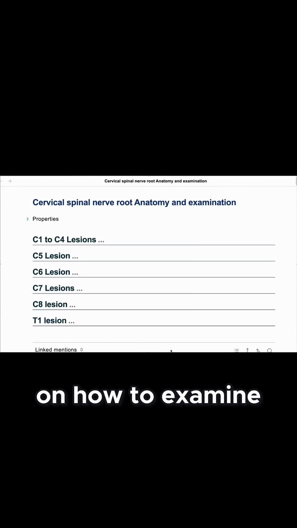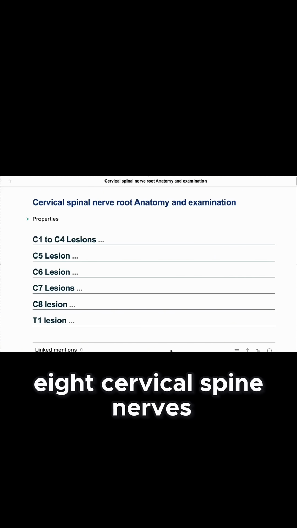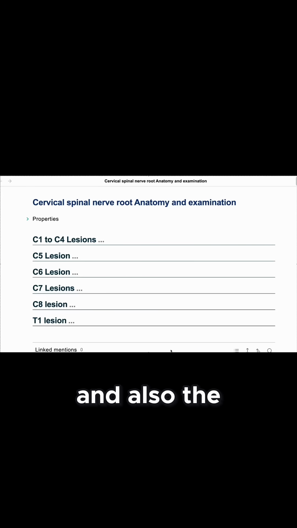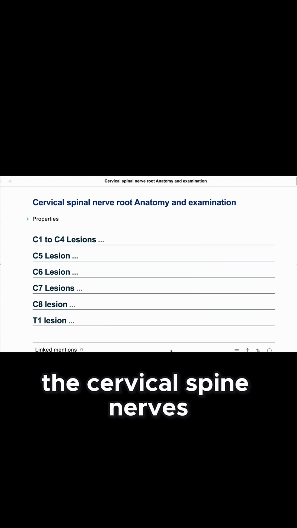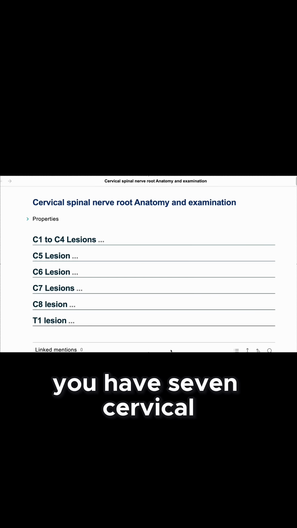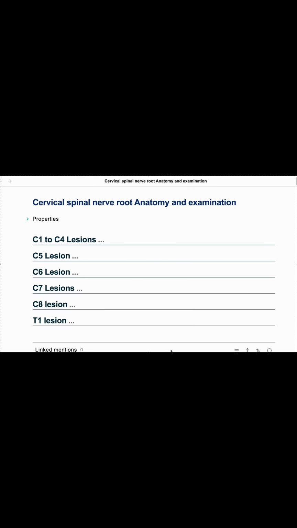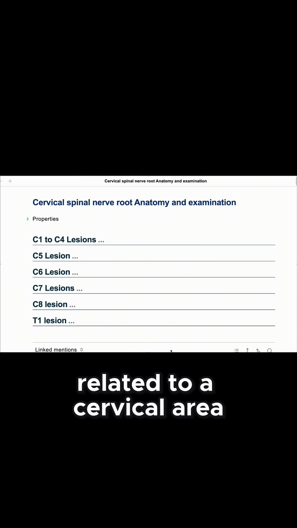The anatomy and how to examine the cervical spine nerve roots. We have 8 cervical spine nerves, and also the T1 is included with them as part of the cervical spine nerves. However, it's thoracic number 1, and this is because you have 7 cervical vertebrae and 8 cervical nerves, and also the T1 will be thought related to the cervical area.